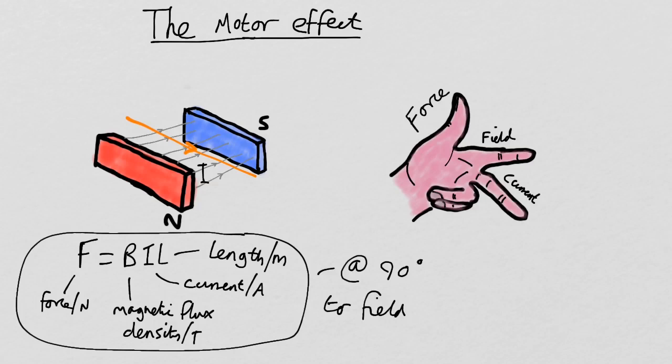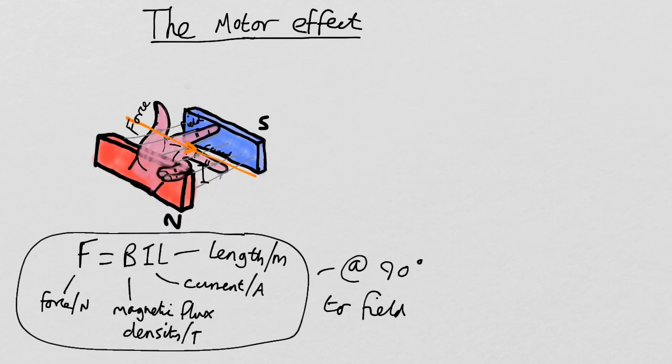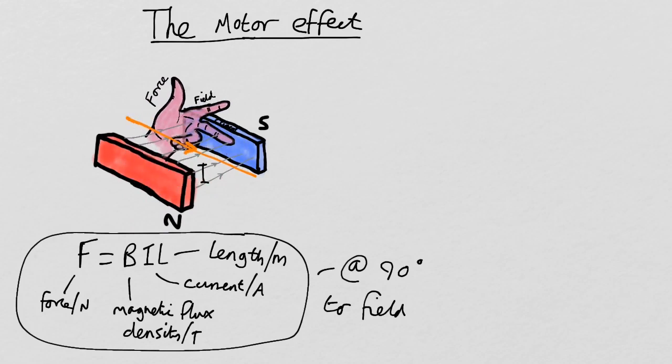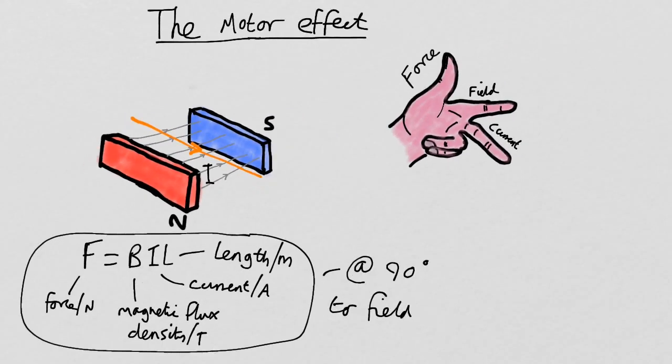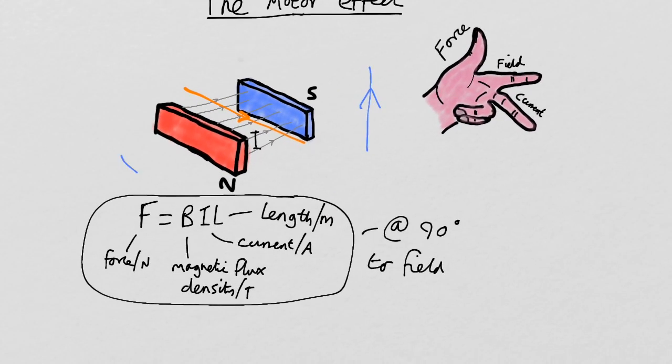So let's figure out the direction of the force. Firstly, let's put our first finger in the direction of the field, from north to south. Now the middle finger is pointing in the direction of the current, and your thumb is pointing upwards. So this wire will experience a force upwards. So you can use this equation to work out the magnitude of the force, and then you can use the left-hand rule to figure out the direction of that force.